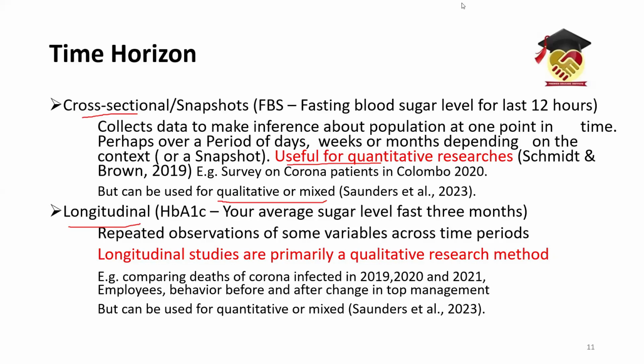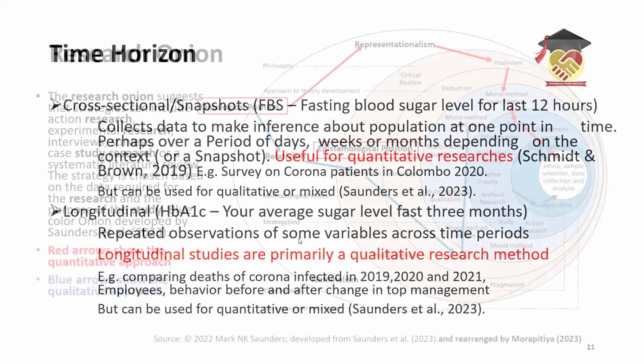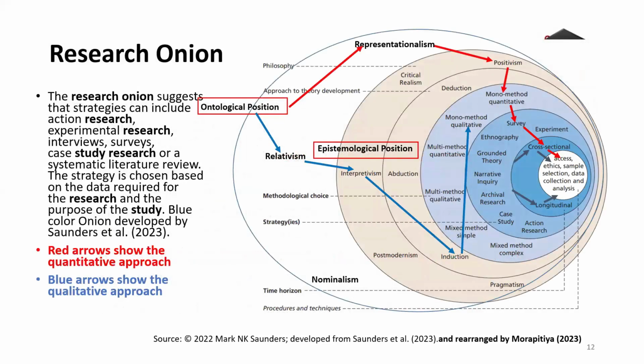Remember that point very clearly. You can't say that your data is like this, your data is like that. You can't say. That depends on your research question. Okay, the research onion, I am not going to explain this one.